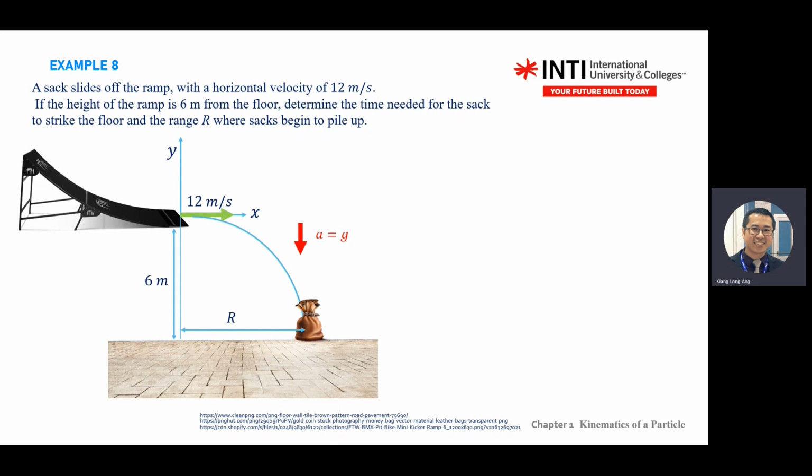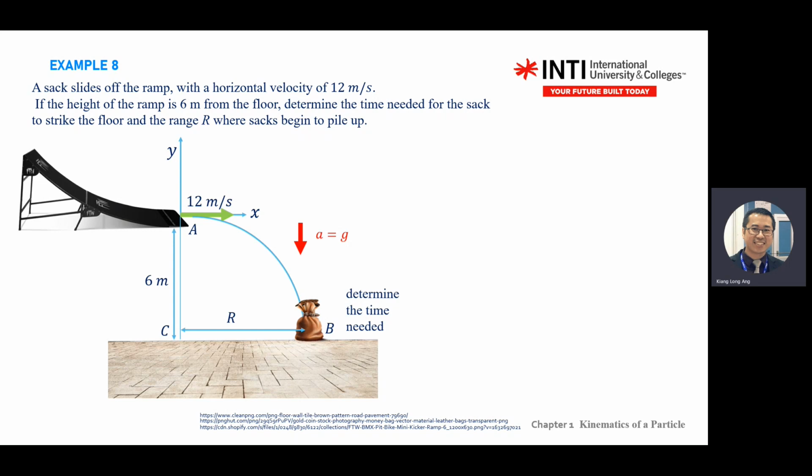This is the R that you need to find, the location of the sack's landing. This is the R. So we label the 3 points A, B, and C. We need to find the time needed to reach from here to here. You have 3 equations: V, S, and V squared.